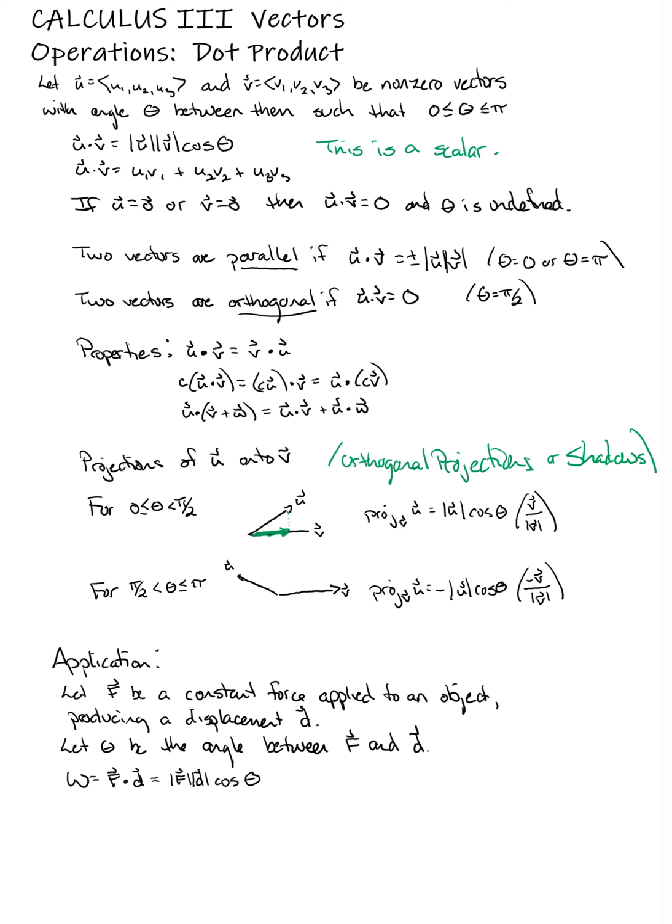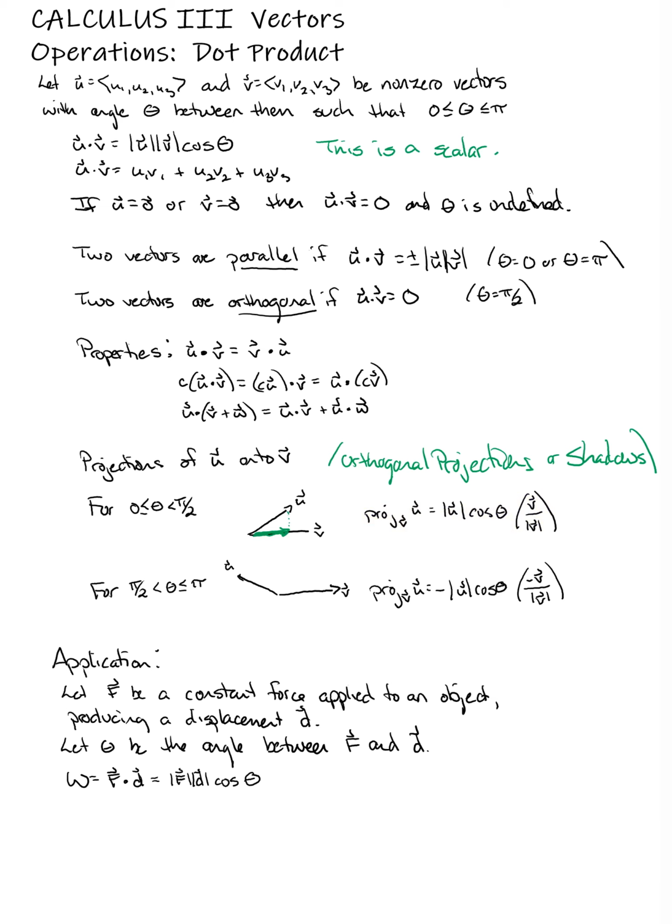The projection is the magnitude of u times the cosine of the angle between them times vector v over the magnitude of v. Notice this does end up being a vector value. Also notice the notation. I've got the projection onto v of u. So notice I subscript the vector onto which we are projecting.